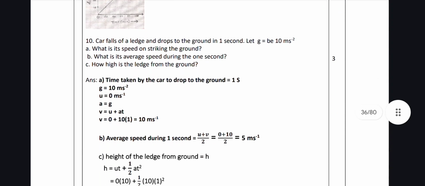A car falls off a ledge and drops to the ground in 1 second. Let g be equal to 10 ms to the power of minus 2.